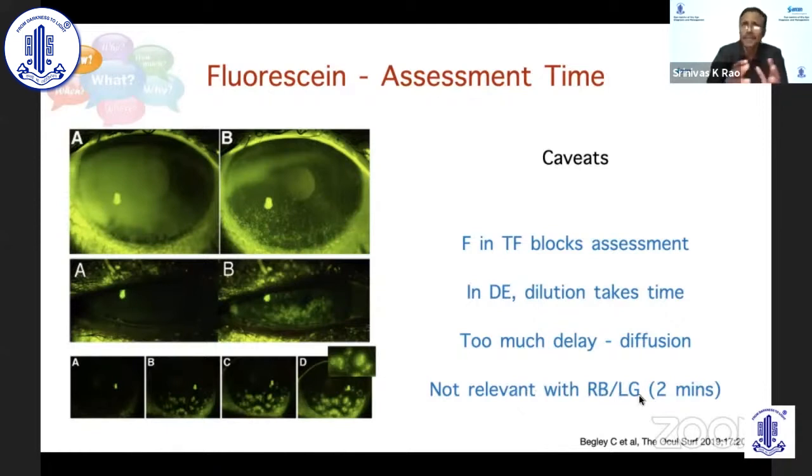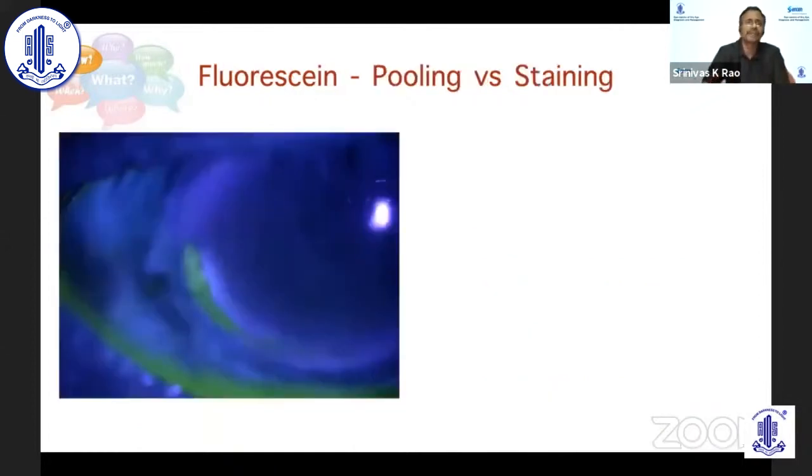So you want to wait up to 2 minutes, but they don't diffuse. So even if you wait a little longer, it is all right. The other point you must remember is about pooling versus staining. This is somebody with Mooren's ulcer that I had been treating who came back with symptoms. So when I put the dye, it looked like the entire ulcer had reactivated.